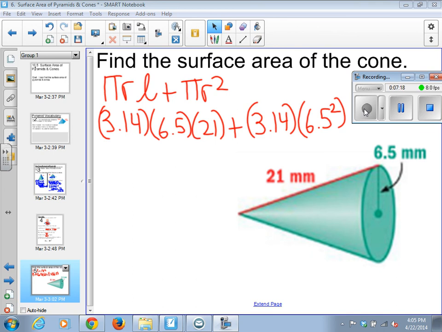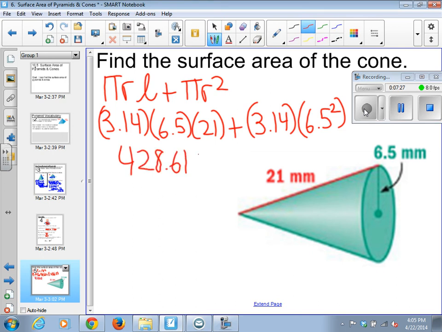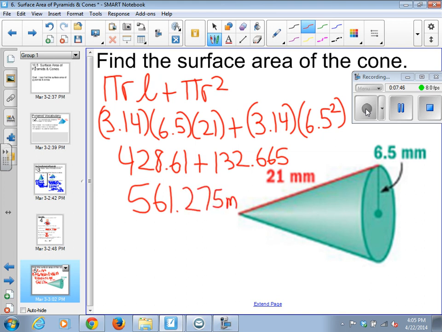Okay, so we multiply the first one, and we get 428.61. And we're going to add that to 132.665. Unless we're asked to round, please don't do it. And the sum of these gives us 561.275 square meters. Again, you'll probably be asked to round on these, but if you're not, don't do it. This concludes your surface area lesson on pyramids and cones.